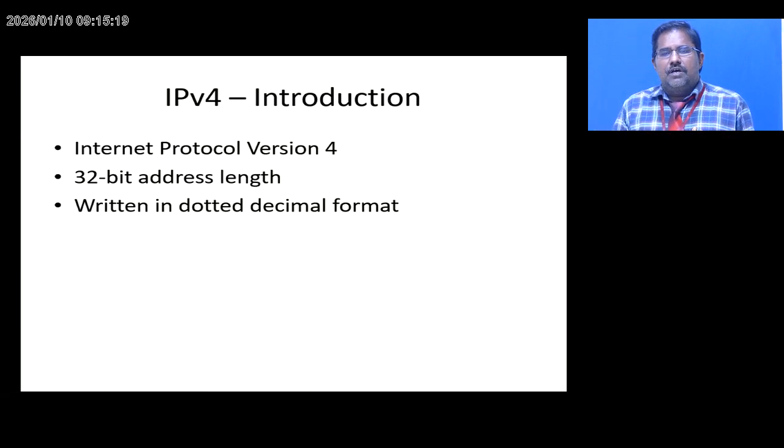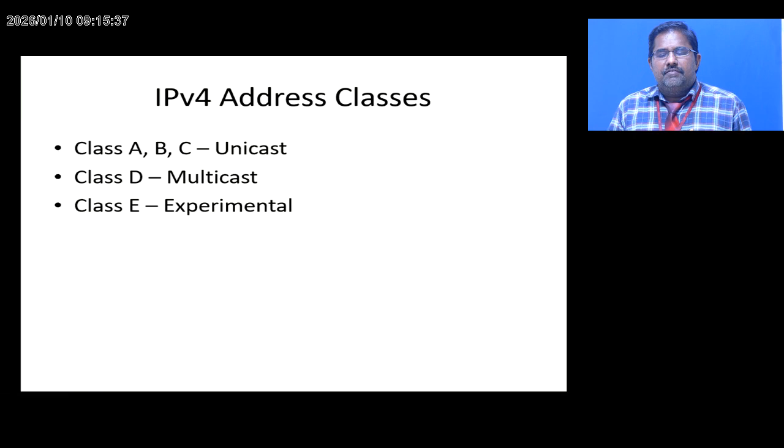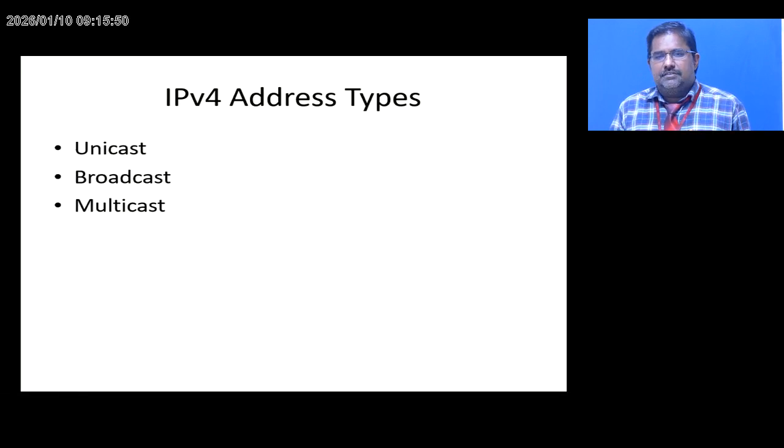IPv4 has a 32-bit address length written in dotted decimal format. Example: 192.168.1.1. These 32 bits are divided into 4 octets, with a total of 4.3 billion addresses. It has variants: class A, B, C used for unicasting, class D used for multicasting, and class E used for experimental purposes. We do not work with it in real-time applications.